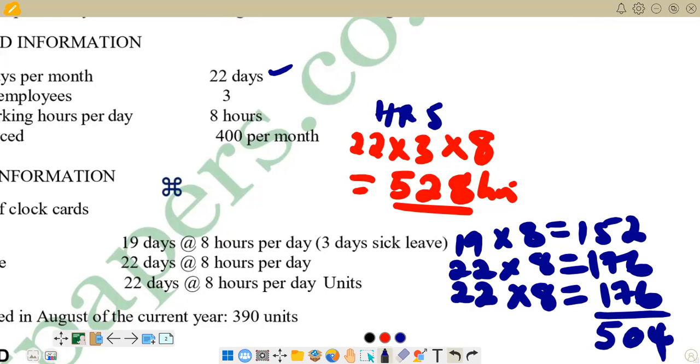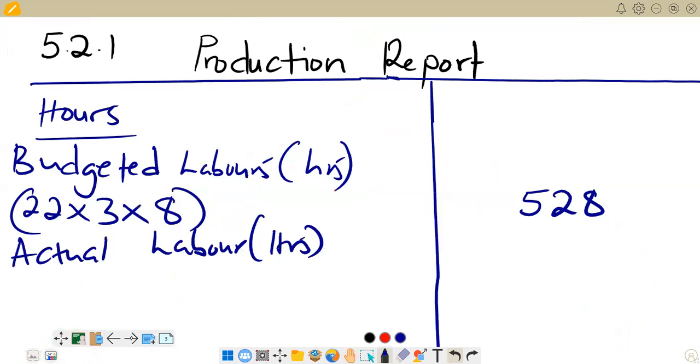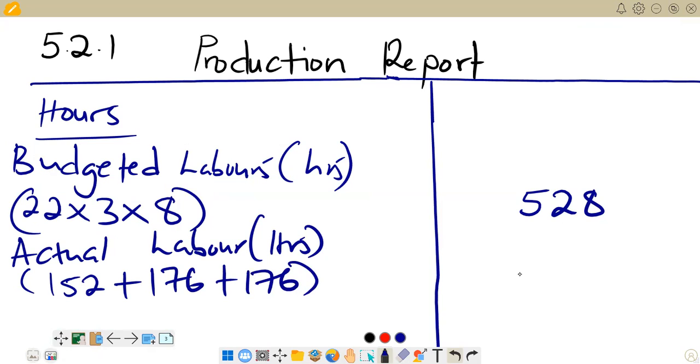So we are just going to summarize that in the answer section. With actual hours, remember we got 152 for the first one, and then for the second two, we had 176. So we add 176 plus 176, and the total that we got there was 504. So here we've got 504. That is what we have now.